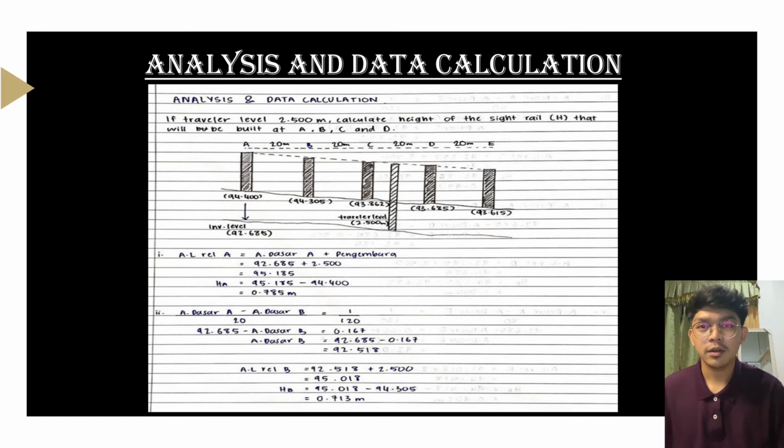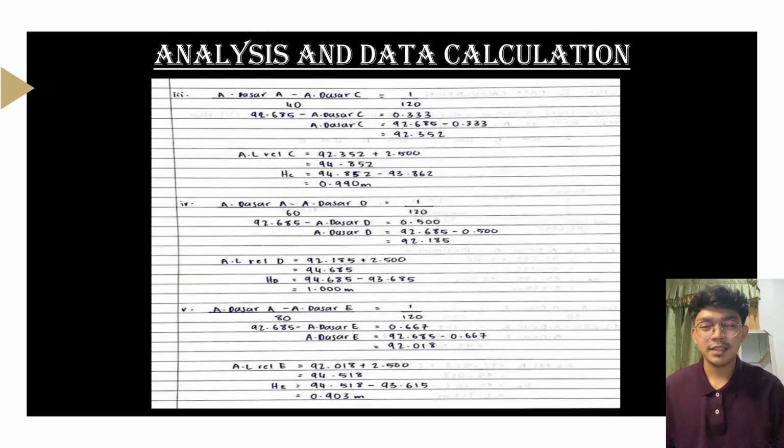To find the height of the side rail, we should plus the invert level and the traveler level. So the height of A, we get 0.785 meter, and for the height of B, we get 0.713 meter. Next is the height of C. Height of C we get 0.990 meter, height of D we get 1 meter, and height of E we get 0.903 meter. So that's all for me. I will pass to Amir.